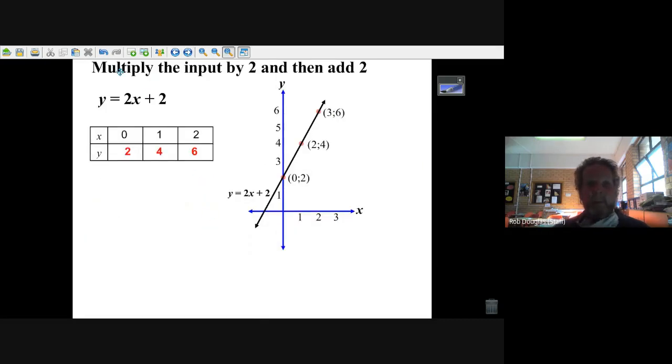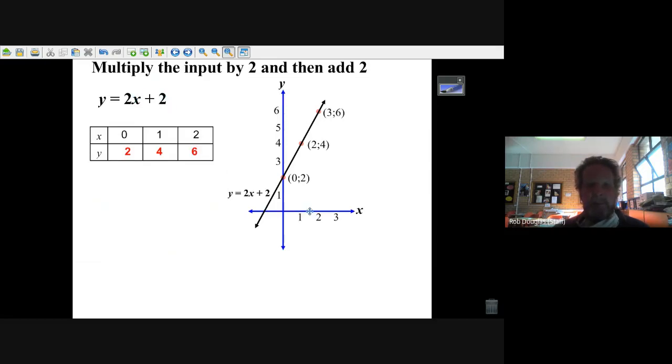Okay, now you're going to get questions like this. I'm going to give you the rule in words: multiply the input value by 2 and then add 2. Now all you do, I'm even going to give you the numbers. You can pick any numbers you like, but let's pick 3 small ones, 0, 1, and 2. And all you do is take 0, put it in there. 2 times 0 is 0, plus 2 is 2. 2 times 1 is 2, plus 2 is 4. And 2 times 2, we take x and put it in here, times 2 is 4, plus 2 is 6.